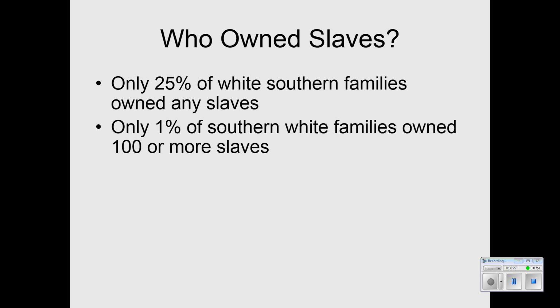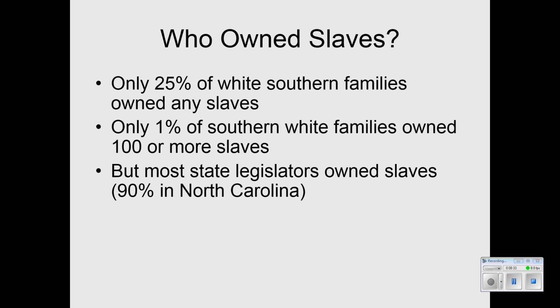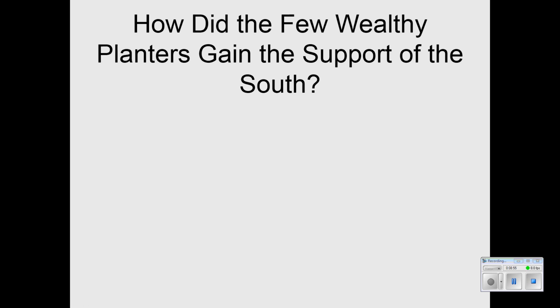And only 1% of white Southern families owned 100 or more slaves. But this is important. Most state legislators, those in charge, the elites running the state politically, owned slaves. For example, in North Carolina, 90% of them owned slaves, whereas only 25% of white families overall owned slaves. Now, these wealthy planters needed to have the support of the entire South. If they hadn't had it, they wouldn't have been able to fight the Civil War as long as they did.